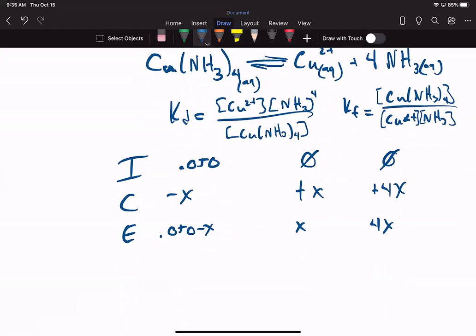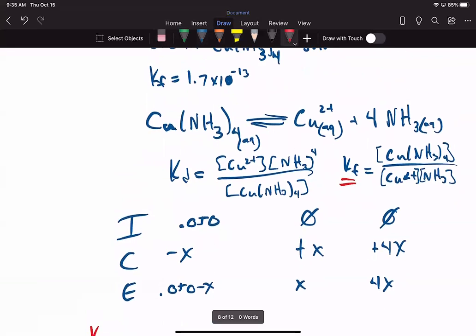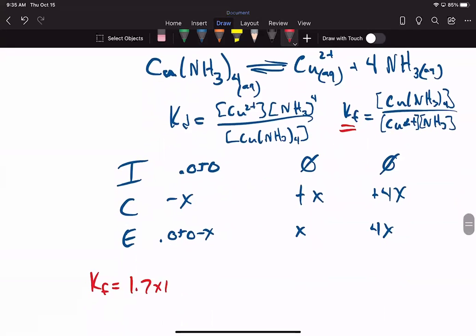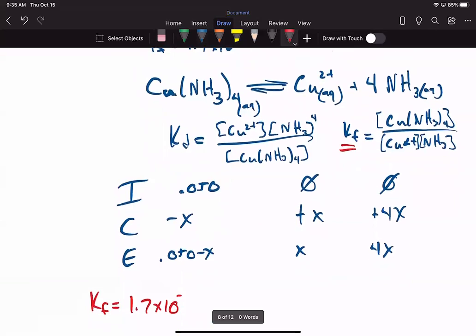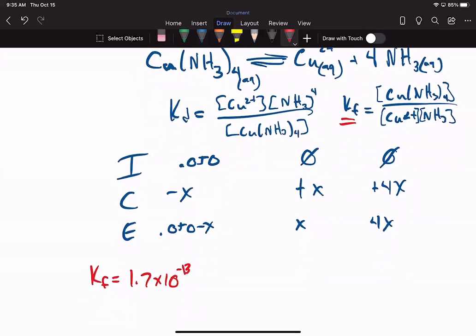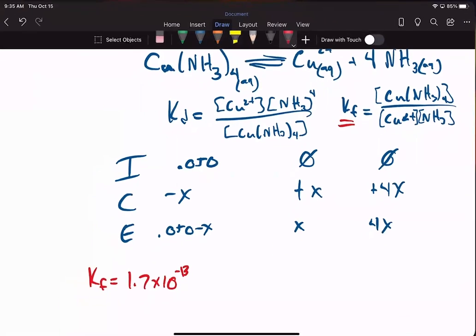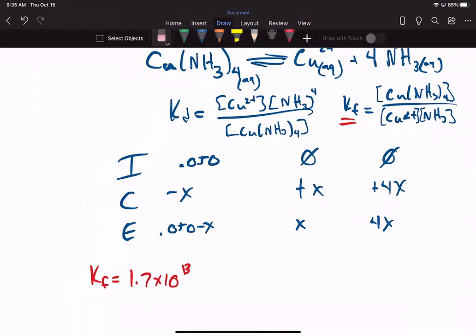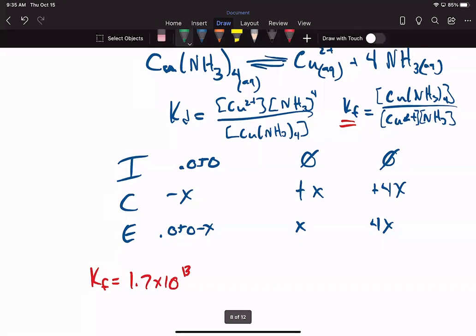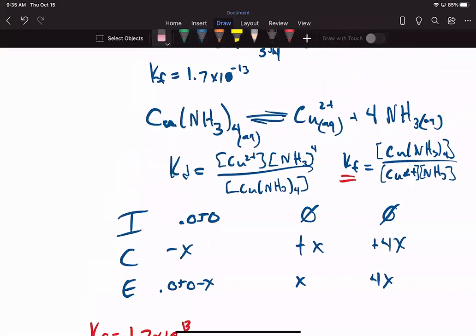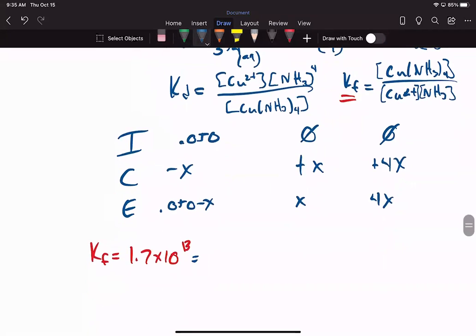So if we use the formation constant here, this is what we're looking at. KF is equal to 1.7 times 10 to the minus 13. Or was it 13 or minus 13? Oh, I have the wrong one. It is positive 13. There we go. This is going to equal our products over reactants.